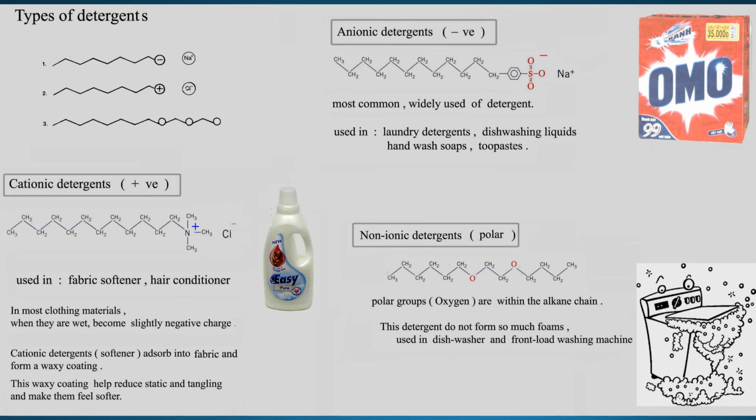Non-ionic detergents are not positive or negative, but rather polar, with both positive and negative parts. This polar detergent has one good advantage: it does not form so much foam. When you stir them up, they don't form so much foam, which is good for dishwashing and the washing machine.